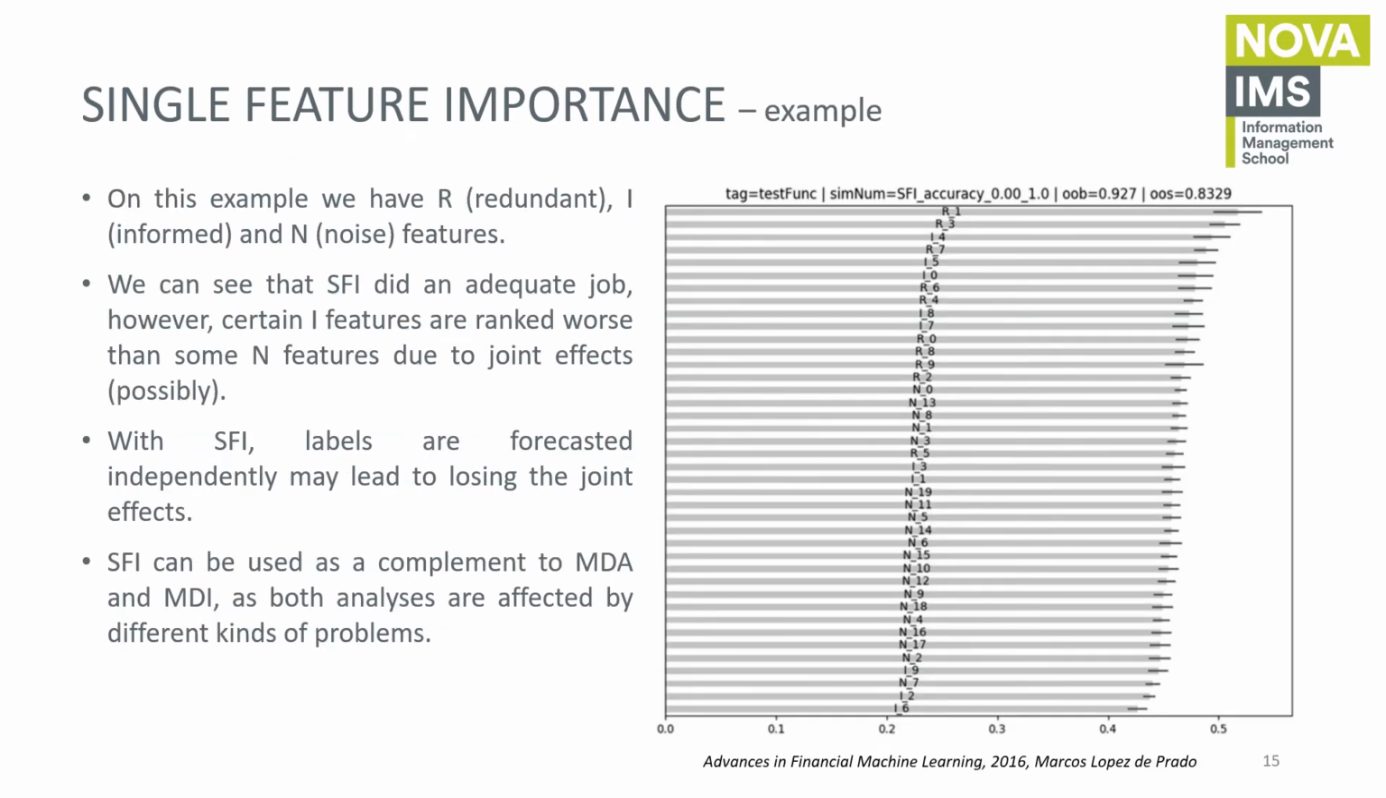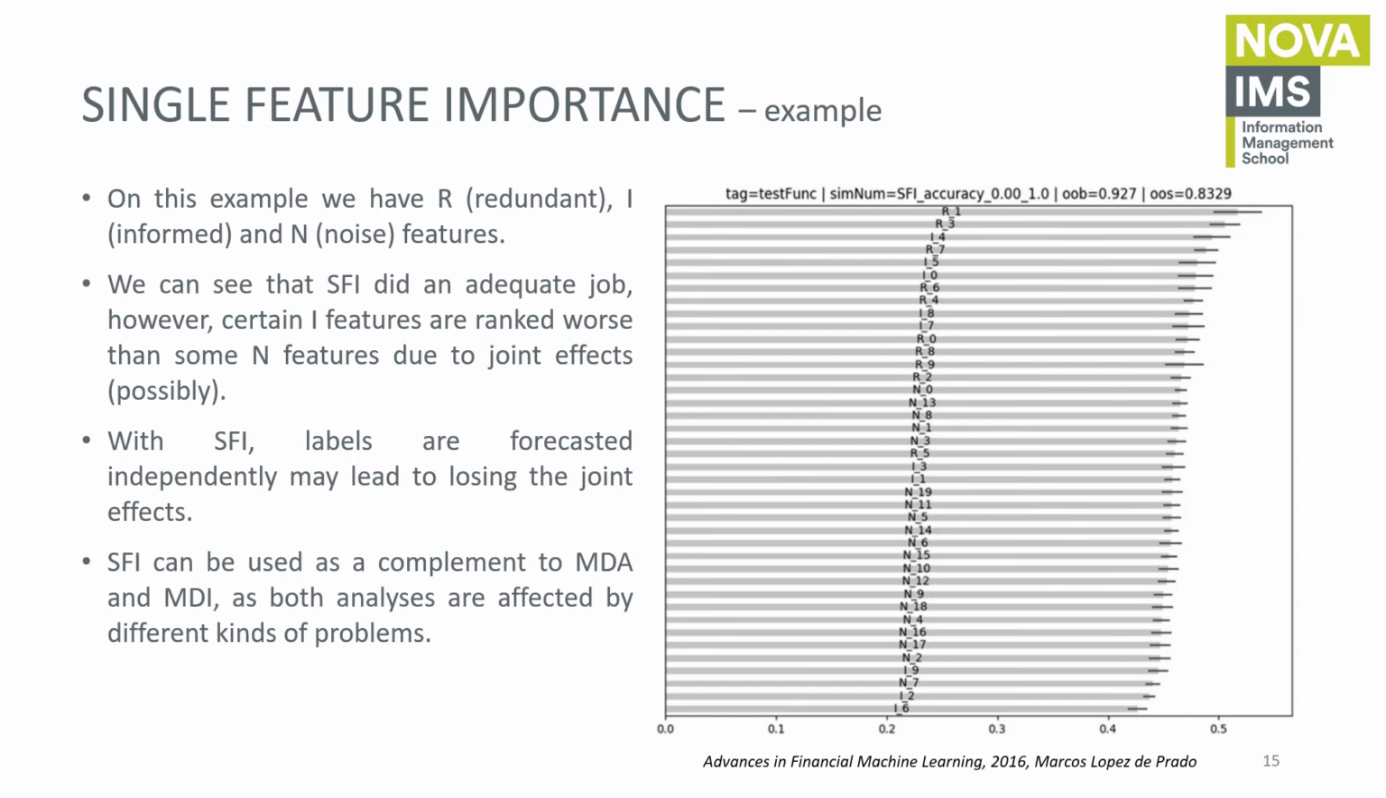To conclude this section on single feature importance, we will be looking at an example. On the right, you can see once again a chart with redundant, informed, and noise features. Looking at the results, we can say that SFI did an adequate job. However, certain informed features are ranked worse than some noise features, most likely due to joint effects. This may be due to the fact that with SFI, labels are forecasted independently, which may lead to losing the joint effects.